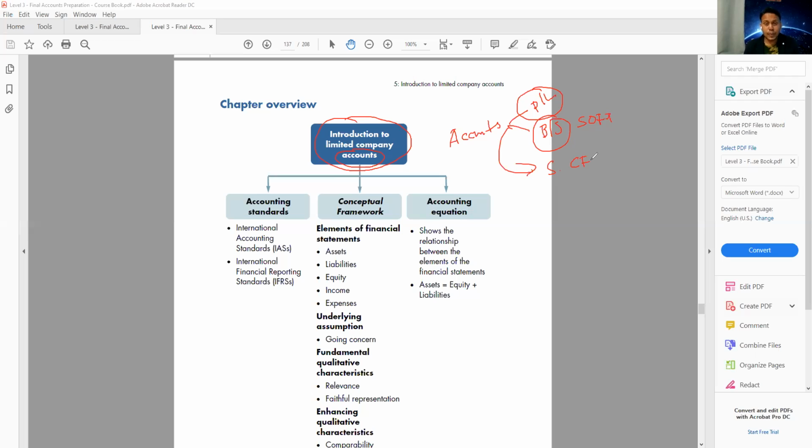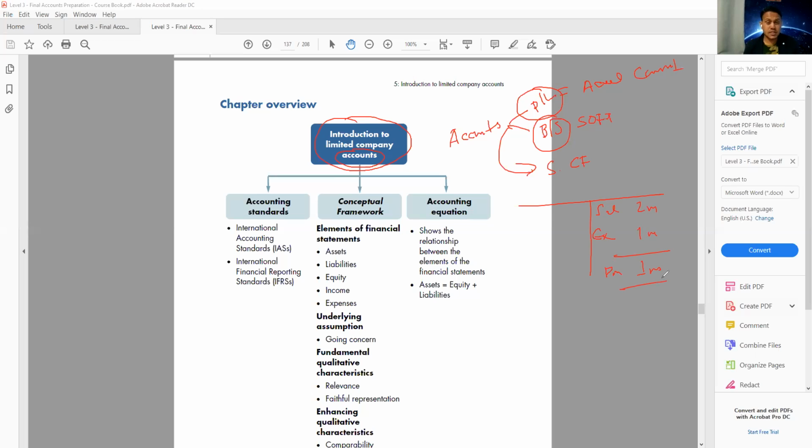Statement of cash flow. Now, why is it important? I'll tell you why it is important. Because we prepare the profit and loss account based on the accrual concept. Based on the accrual concept, we prepare the profit and loss account. So for example, if we have a profit and loss account and our profit is 1 million, for example, the sales is 2 million and the expense is 1 million, and the profit is 1 million.